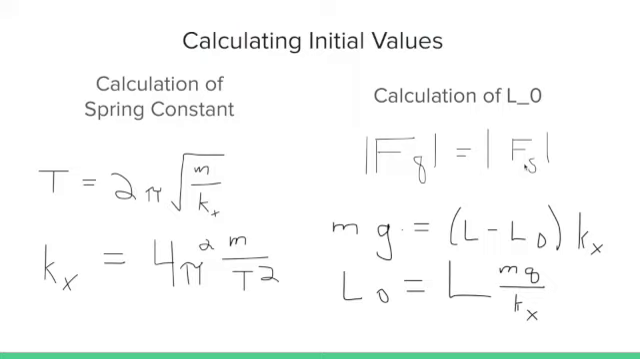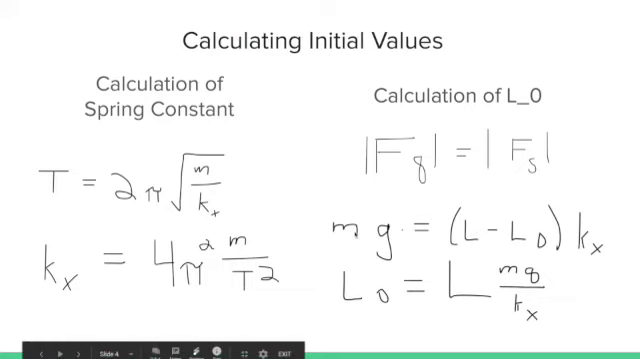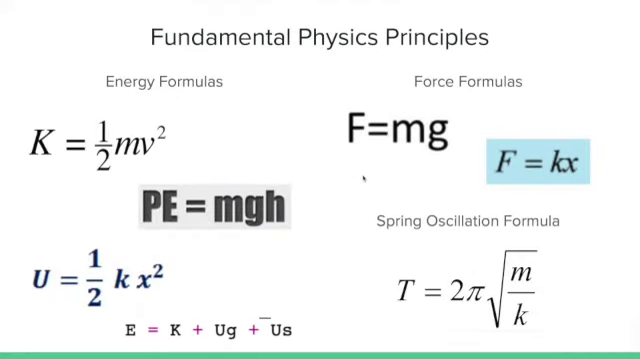Then, for the calculation of L0, we find that the average F gravitational force is equal to the average F spring force, with the oscillating object moving between the two. Then we have mg equal to L minus L0 times k constant, get that to L0, and then we find L0.